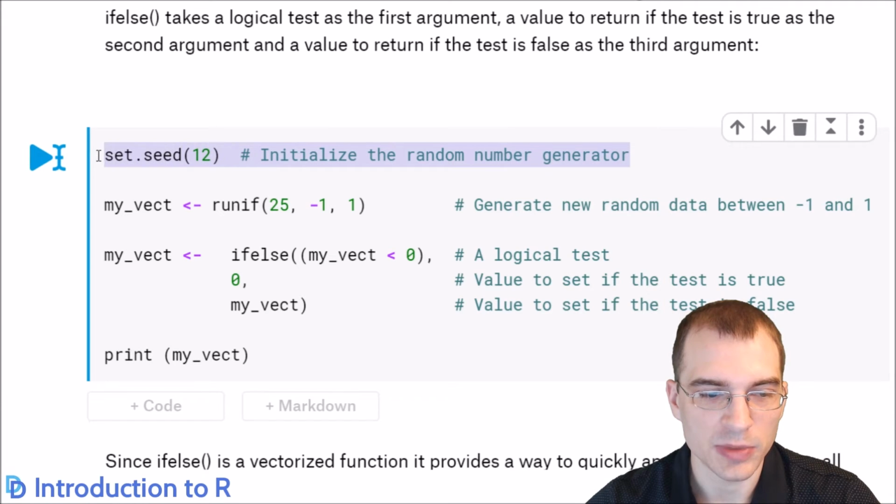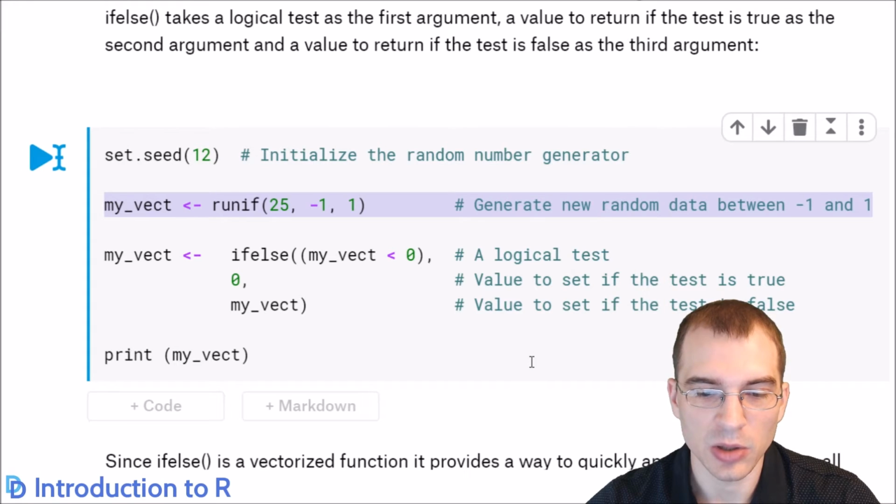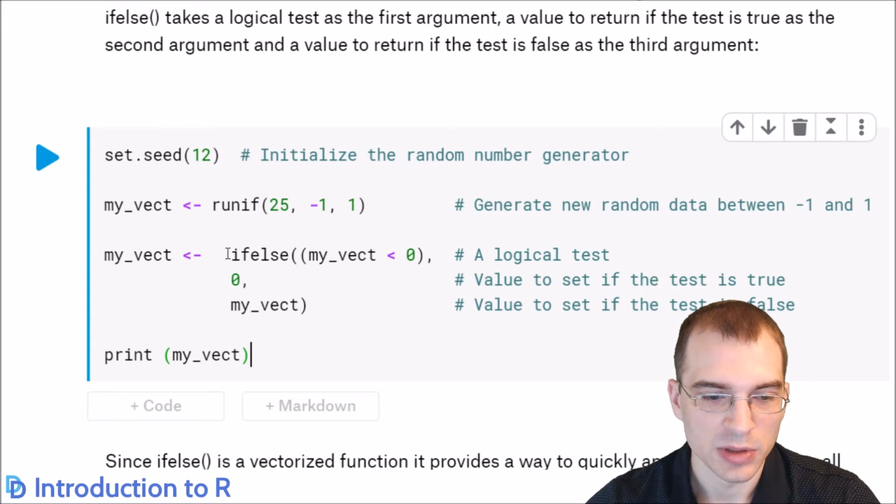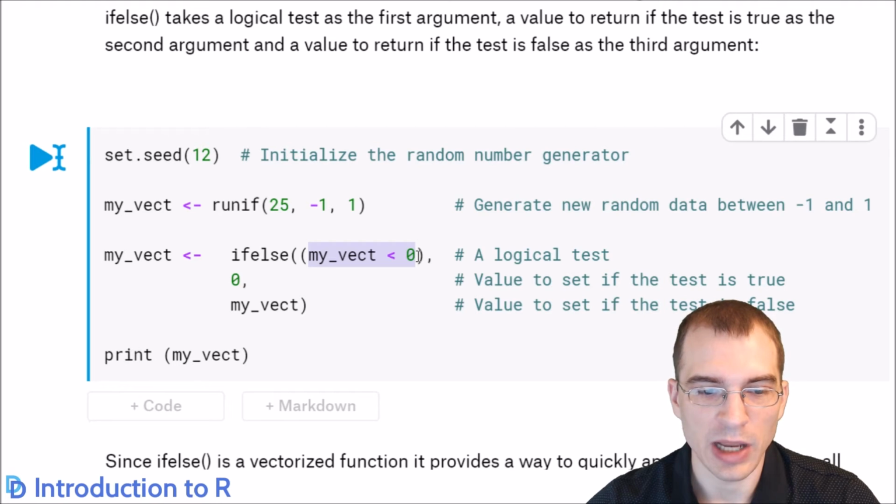So we're doing the same thing, setting a seed. We're making a new vector of random values from -1 to 1. But instead of doing a whole for loop, we're going to use if-else. So how the if-else construction works is you use the if-else function, then you pass in a logical test on whatever sequence you're working with. So here we're making a logical vector with the results of my vector less than 0. So that will make a logical vector where every single value in my vector that is less than 0 is set to true. And then you put a comma.